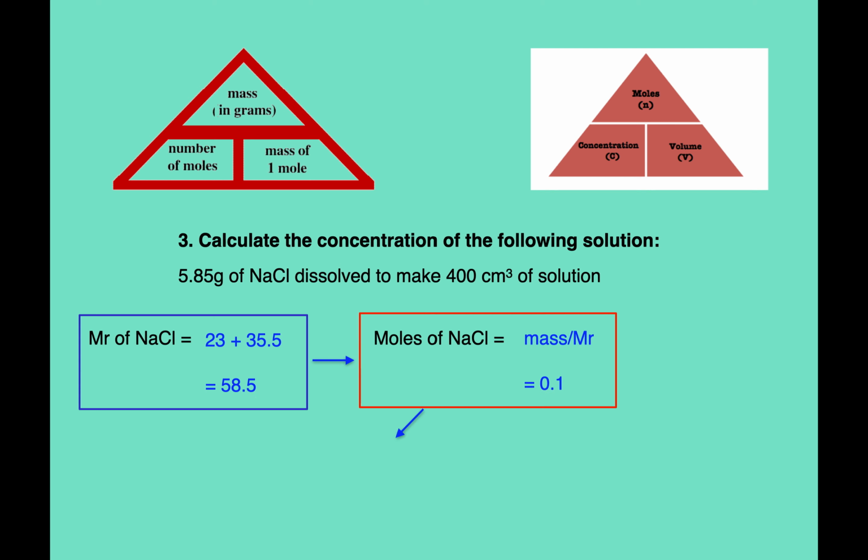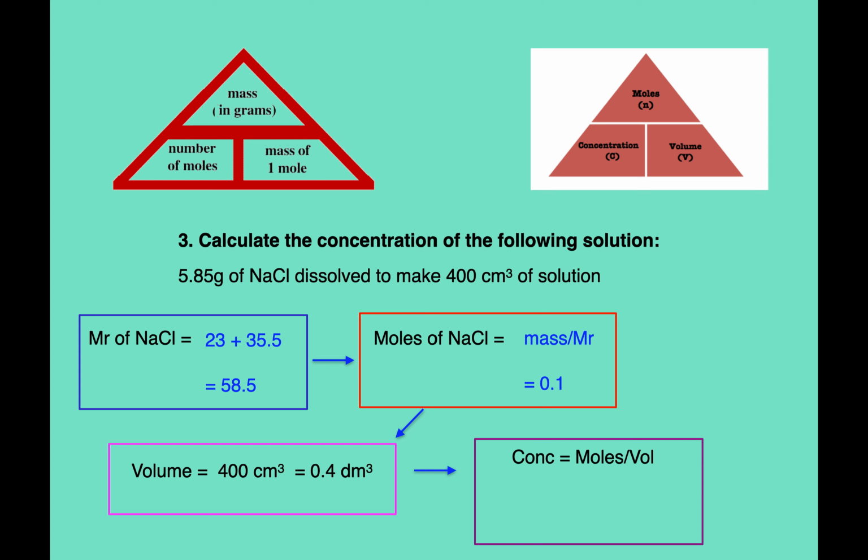Great. Now, I know I've got 0.1 moles, and I know what volume of solution I've got. So I've got moles, and I've got a volume. Got to be careful here. 400 centimeter cubed, obviously, is 0.4 decimeter cubed. So we've converted the volume to decimeter cubed. So we use the concentration equation, moles divided by volume, 0.25 big M. Remember, big M means moles per decimeter cubed. Okay, check through that, make sure you can do it.